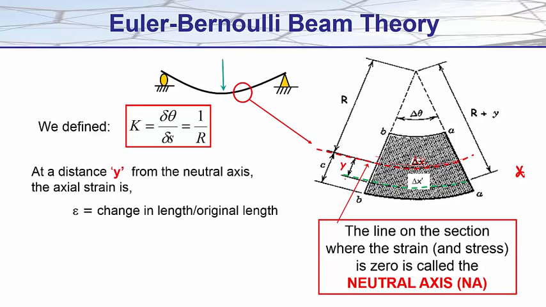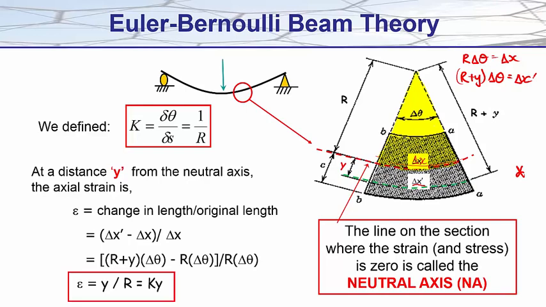And strain being the change in length divided by the original length, we would define strain to be our delta x dashed, take away our delta x, divided by our original length delta x. Now once again, looking at sectors in circles, we can define here r times delta theta to equal delta x, and r plus y times delta theta to equal delta x dashed. Putting those values now in our formula, we get a value for our strain in terms of y, the distance from the neutral axis, and the radius or the curvature.